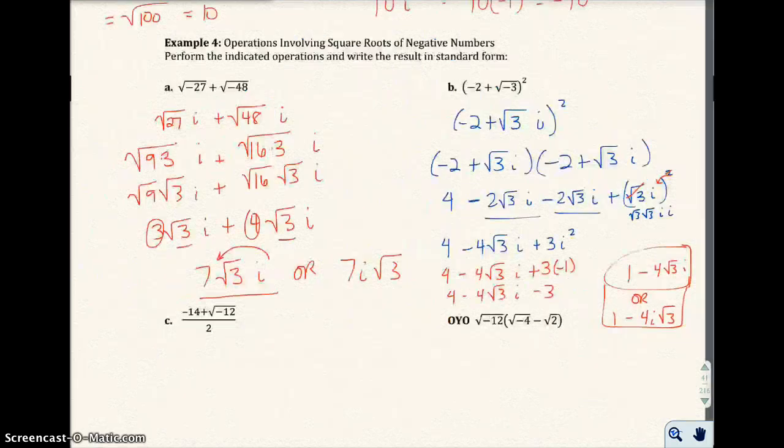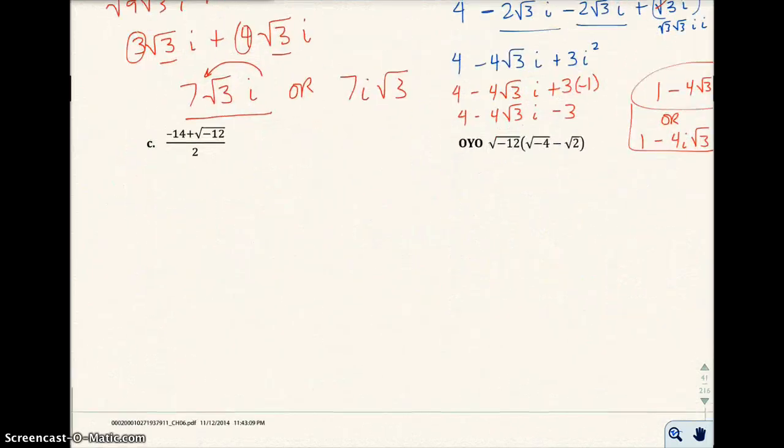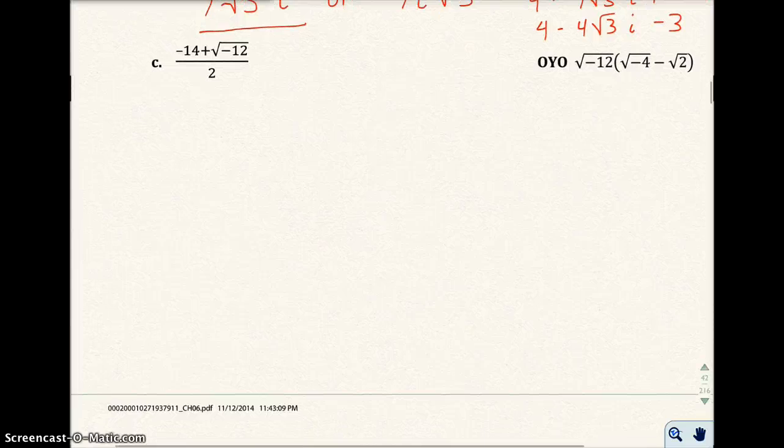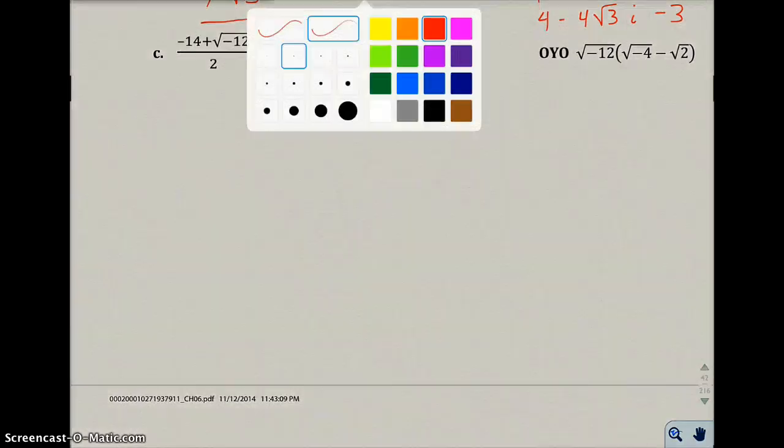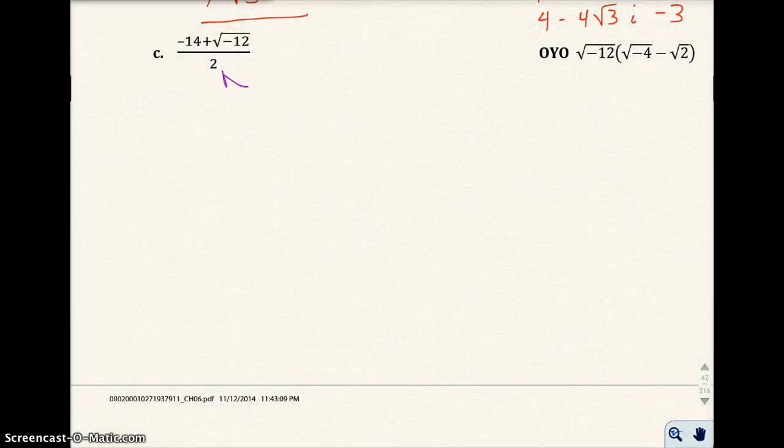Okay, let's go to example C. This is the division problem, and there is no radical in the denominator, so you don't have to worry about conjugates or anything like that. I'm going to rewrite this and express all square roots of negative numbers with the i. So this gives me square root of 12, and then an i comes out here.